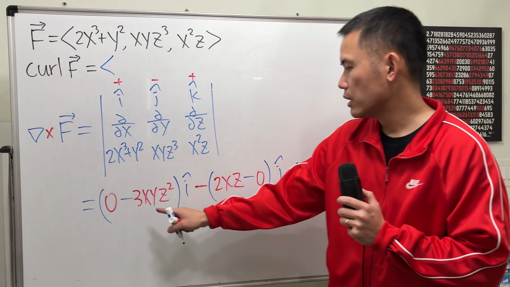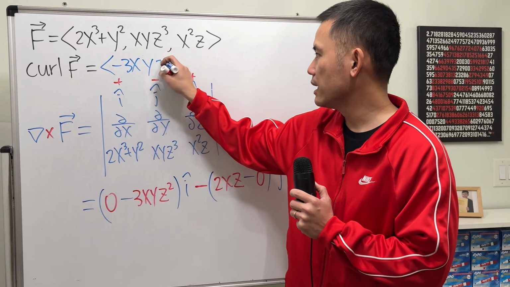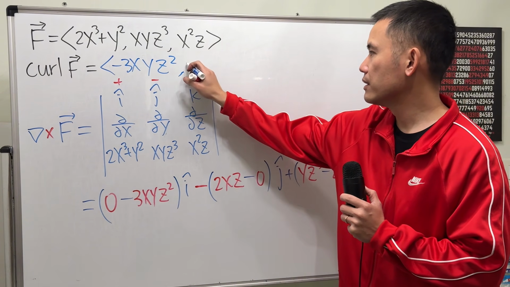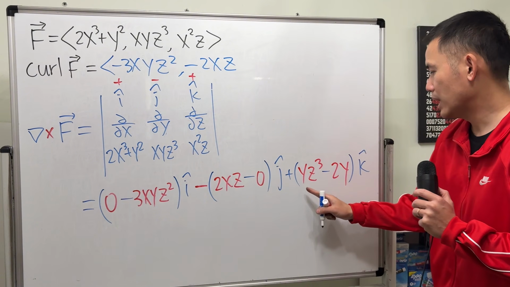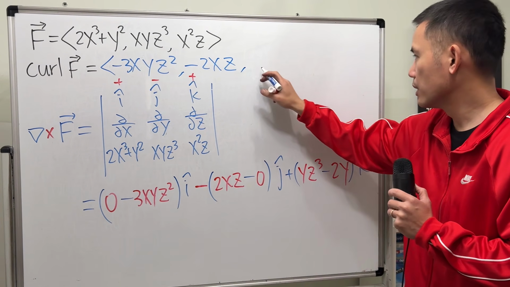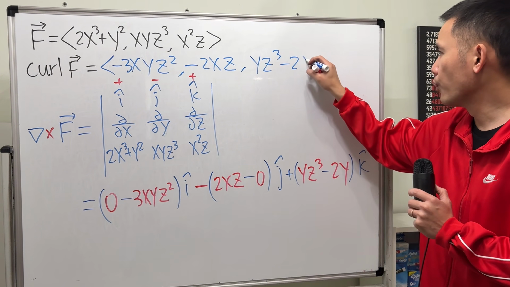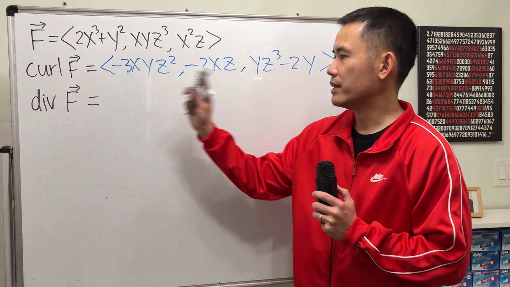For the curl, the first component is this, negative 3xyz squared. The second component is negative 2xz. And lastly, we have this right here, which is yz to the third power minus 2y. So that's the curl. Now, the divergence.